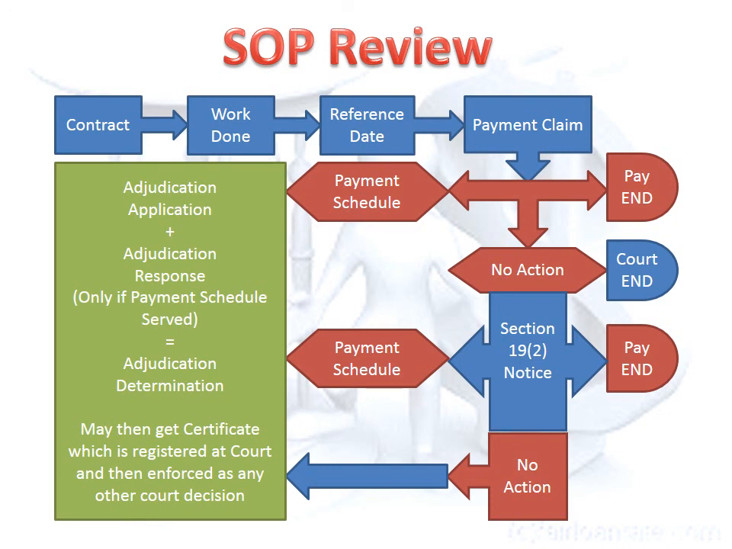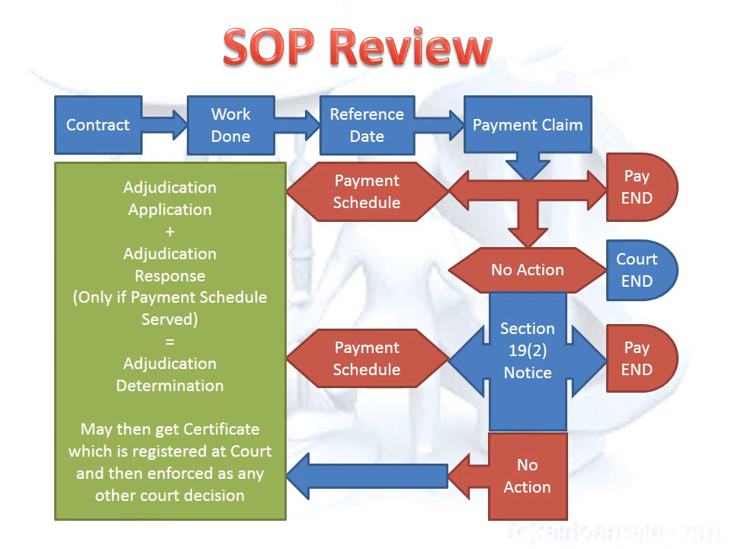If a payment schedule has been served in response to the original payment claim, or a Section 19(2) notice has been served, you may lodge an adjudication application. This must be lodged within 10 business days from either receipt of the payment schedule or after the Section 19(2) notice has expired. The client has 7 business days to lodge an adjudication response from the receipt of the adjudication application, or 5 days from receipt of the adjudicator's notice of acceptance, whichever is the latter.